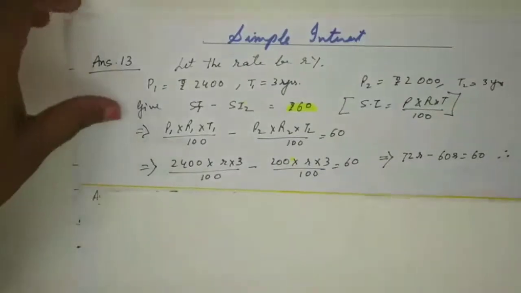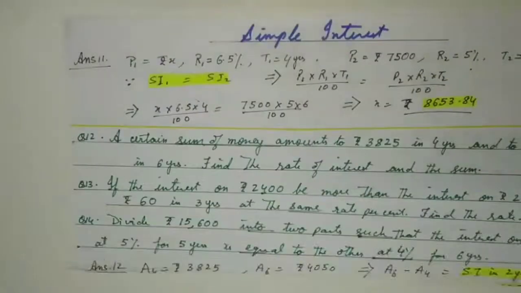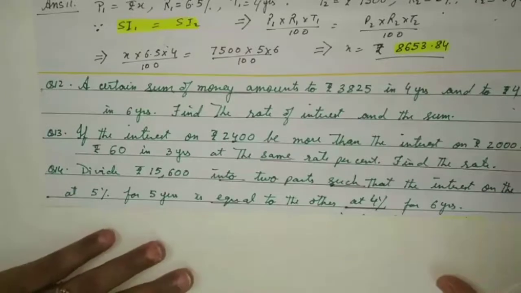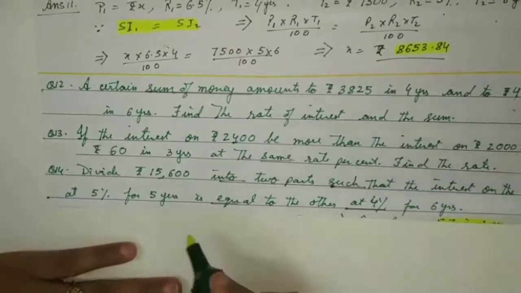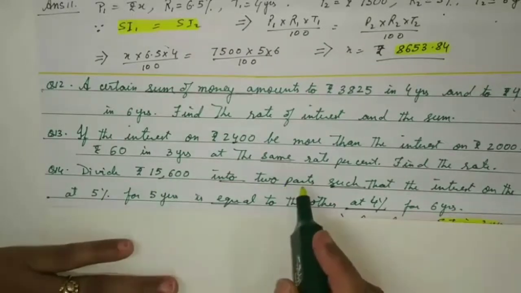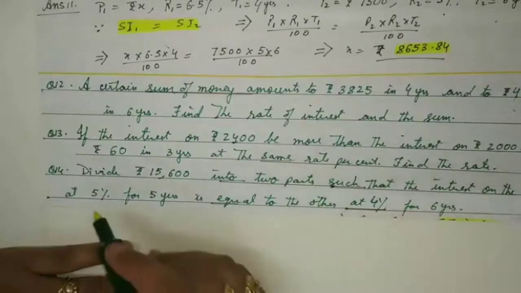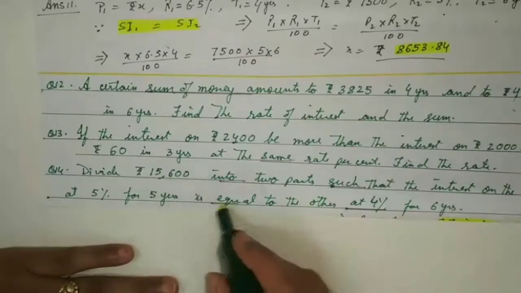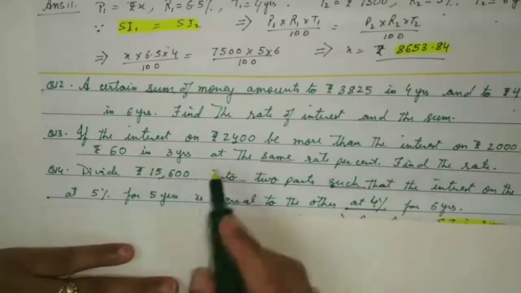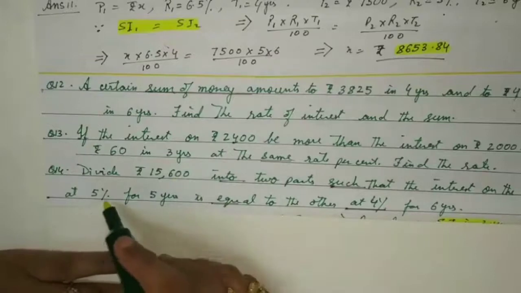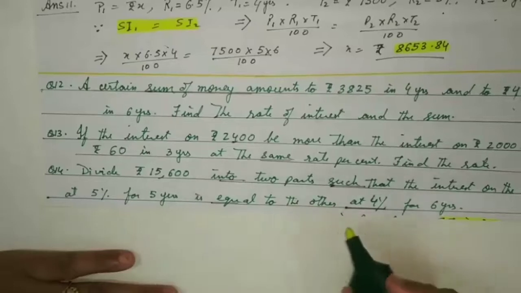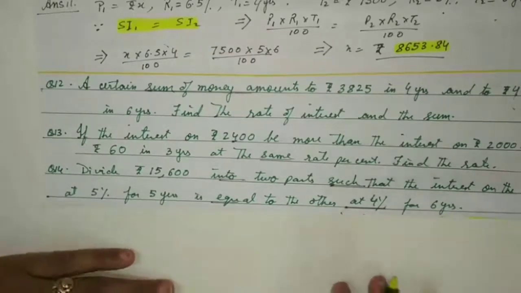Now the last question, but not the least, we read it out to you first. Children, many of the children have doubt in this question, so please listen to this question carefully. Divide rupees 15,600 into two parts such that the interest on one at 5% for 5 years is exactly equal to the other at 4% for 6 years. So this money is divided into two parts. The first part is put at 5% for 5 years. The second one is at 4% for 6 years. And both the interests are same. So, please find out the two parts.